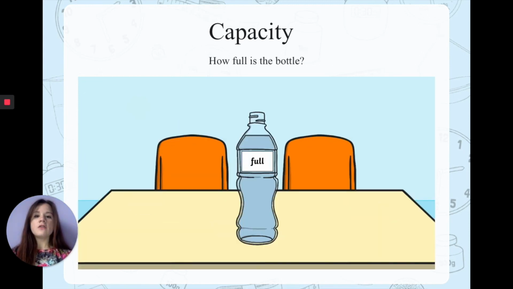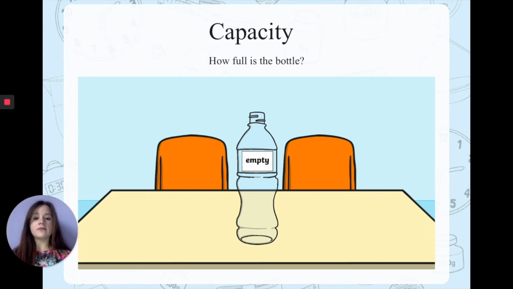So, how full is the bottle? We can see that this bottle is full. This bottle is nearly full, so we can see that it's not quite at the top, but it's nearly there, so we can say it's nearly full. This bottle is half full, or remember we can also say half empty. So it's not full, but it's not nearly full. Half of it is full. This is nearly empty, so it's not halfway, and it's not empty, nearly empty. And this is empty when there is nothing inside.